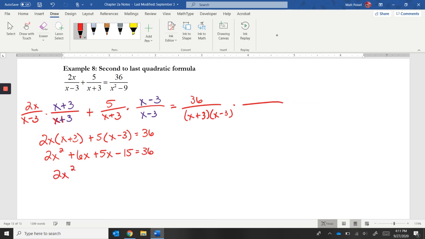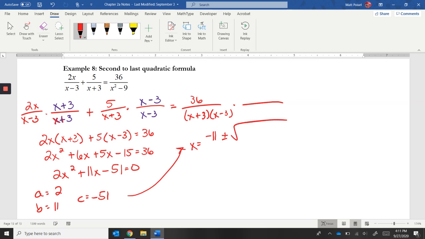And we're just going to get a normal quadratic here. Let's see, this is going to be minus 51. All right, same as normal. A is 2, B is 11, C is negative 51. Let's go here. Quadratic formula, x equals negative 11 plus or minus the square root of b squared minus 4ac.